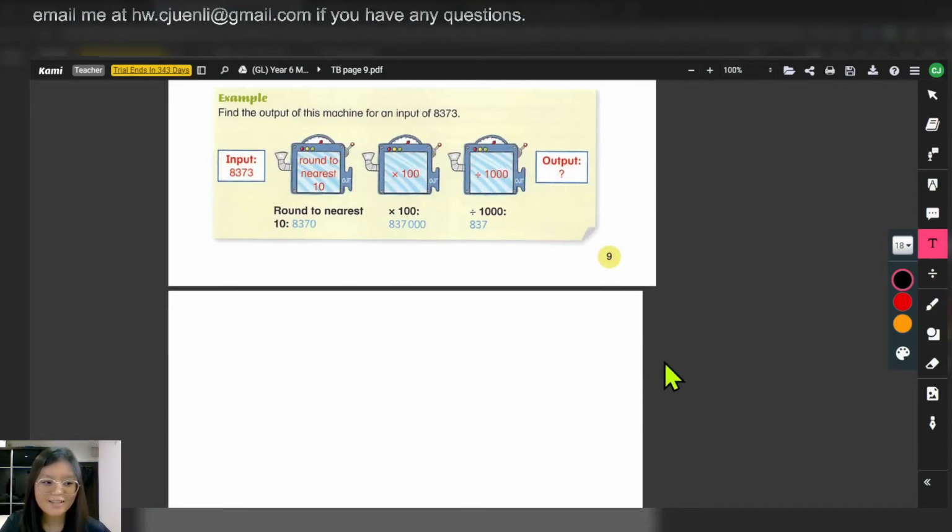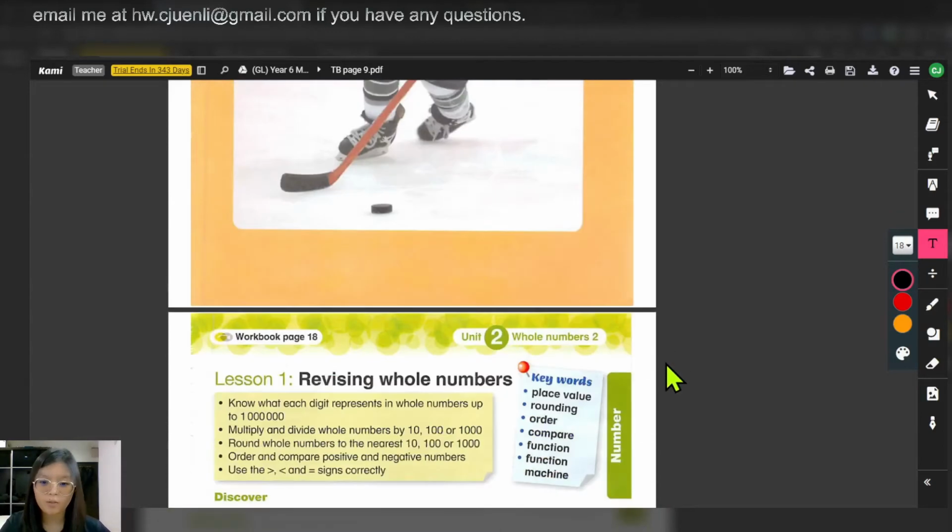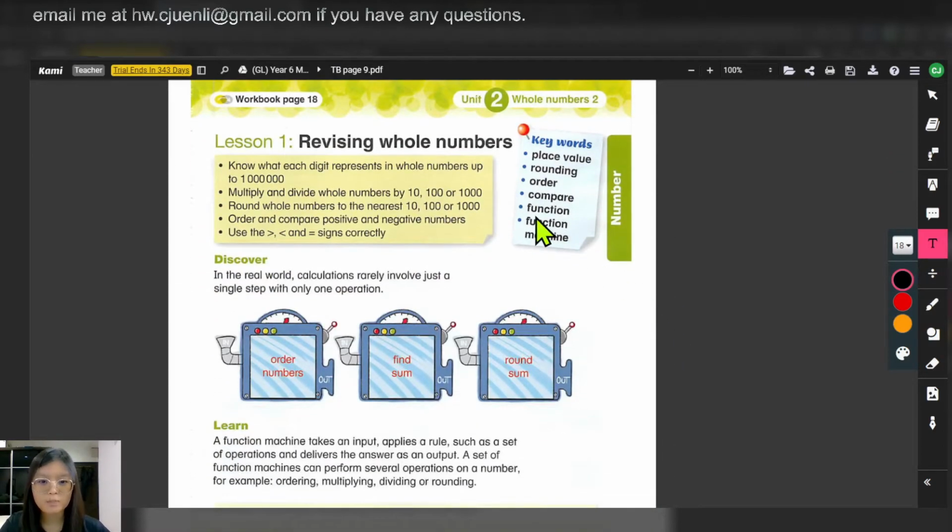Okay, hi guys. Today we're going to look at revision for the whole Unit 1, which will be in your textbook, page 9, the Collins International Primary Maths. So for revising all of these subtopics, I'm going to give you a very quick review.